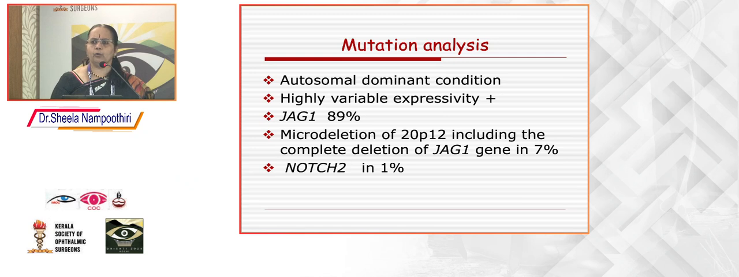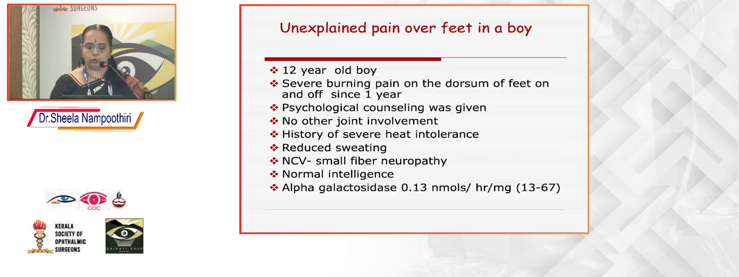So the way to diagnose this condition is by doing a mutation analysis. This is an autosomal dominant disorder with variable expressivity, as I have told you just now. In around 89% of the patients, you can identify a variation in the JAG1 gene, and in around 7% of the patients, if it is not there, you should think about a microdeletion in chromosome 20, and in a very tiny percent, around 1% of the patients, they can even have a variation in the NOTCH2 gene.